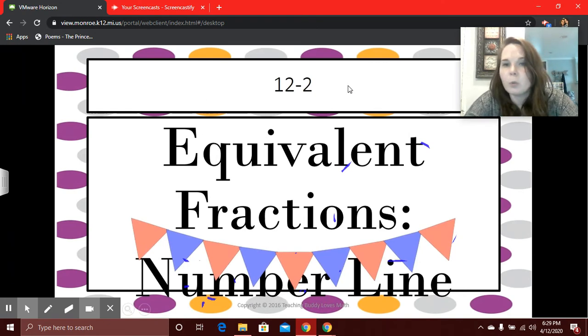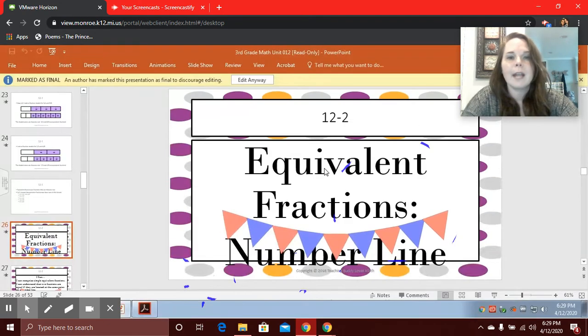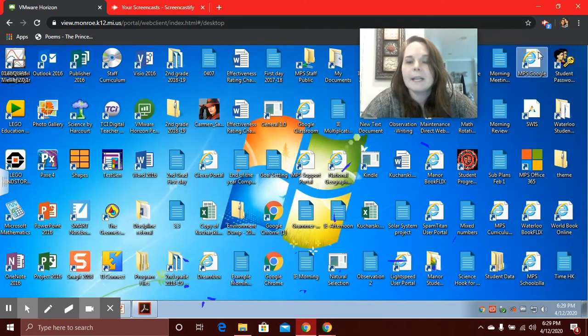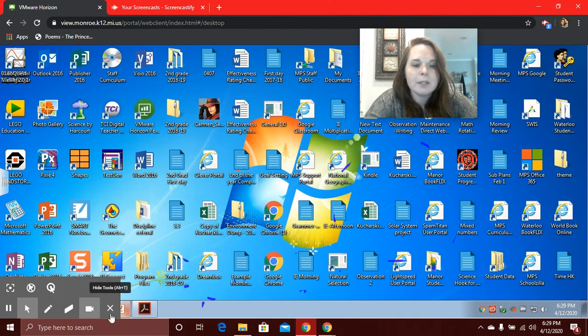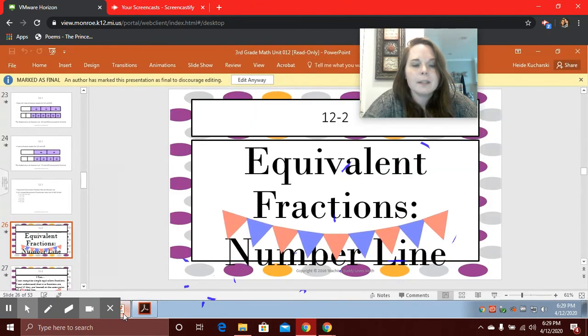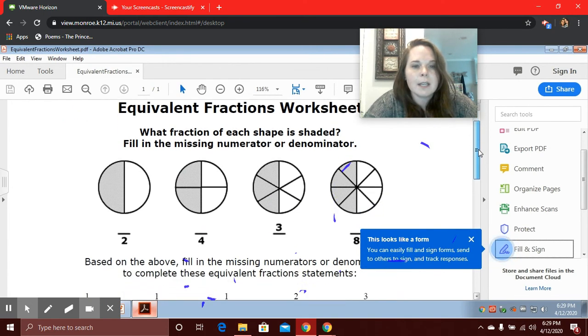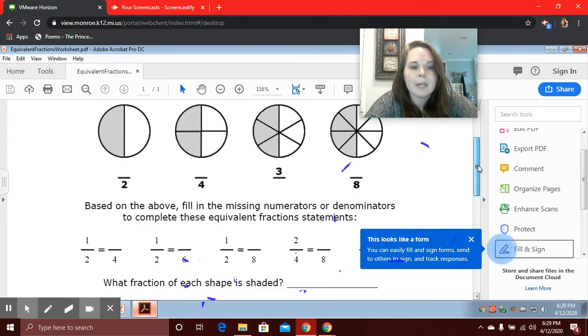Now I'm going to show you what it is that I would like for you to do today. So once you are done with this lesson, and the nice thing is you can watch it as many times as you need to, you are going to work on this worksheet here. Here it is. So in this worksheet, it says what fraction of each shape is shaded. Fill in the missing numerator or denominator. So you're going to tell me what is the numerator of the shape that is filled in, or the denominator. So what are those parts that shape is broken into?